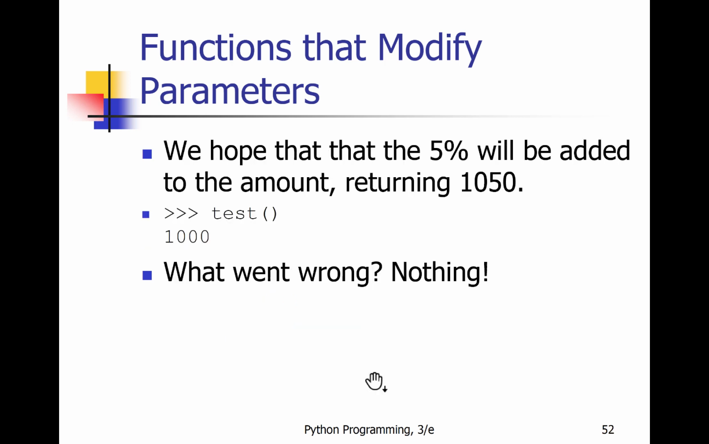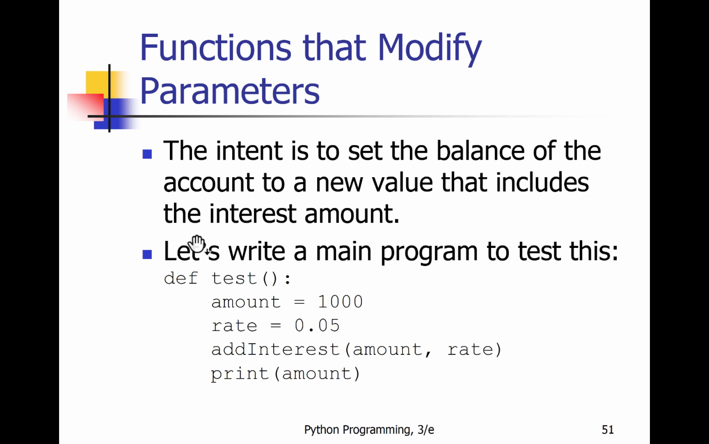But we run test, and ooh, it's only 1,000. So that doesn't work. And again, it has to do with passing actual parameters that point to immutable values. We passed 1,000, which is probably an int. An int is an immutable value. And so there's no way that we can get the answer back in the same variable that we passed.